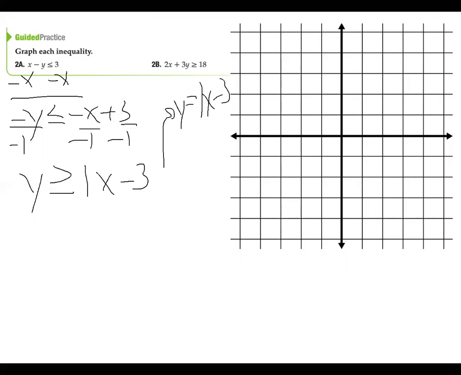So you graph the or equal to part, y equals 1x minus 3. So go down 3, 1, 2, 3, put a point, and then the slope is up 1 over 1, up 1 over 1, and so on. And then you put a solid line because it's or equal to.